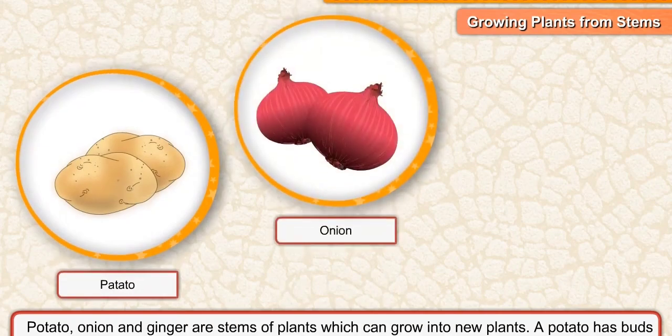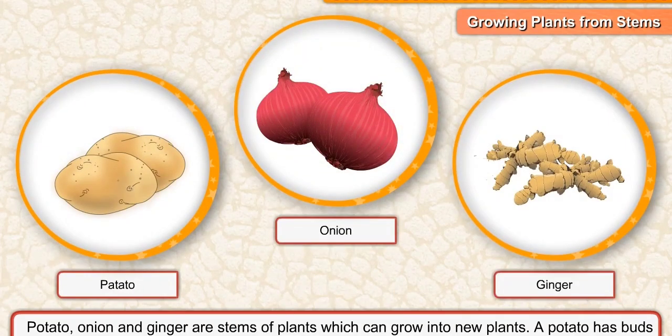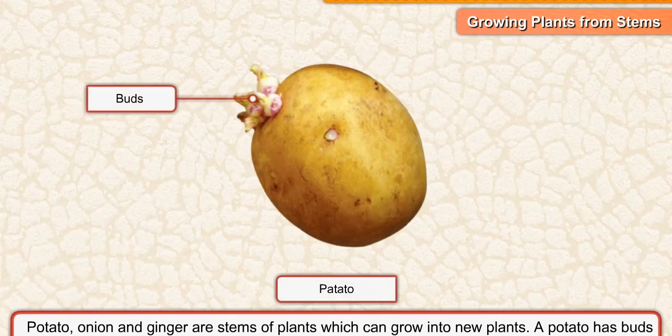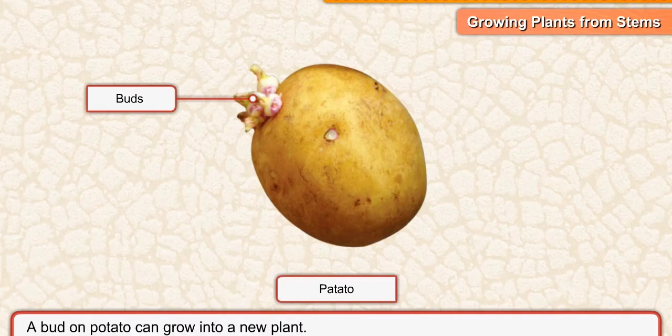Potato, onion, and ginger are stems of plants which can grow into new plants. A potato has buds on it, called eyes. Any part of potato bearing an eye can grow into a new plant. A bud on potato can grow into a new plant.